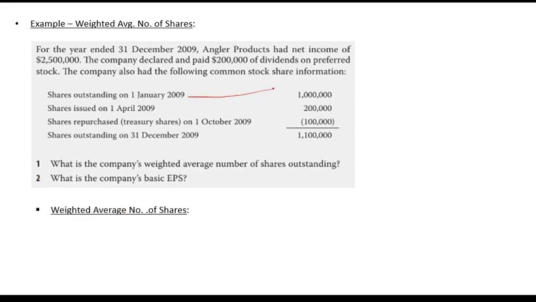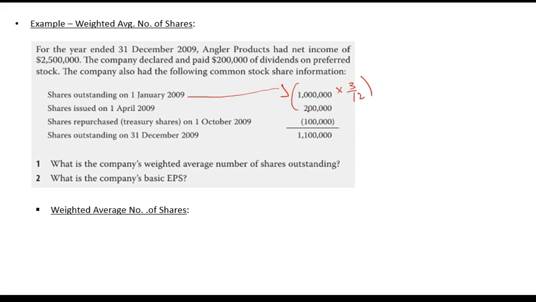So at the start, that is 1st January, number of shares outstanding was 1 million. Then on 1st April 2009, 200,000 shares were issued. That means 1 million was outstanding from January till March. That is for 3 months. So the weight allocated to 1 million would be 3 divided by 12.